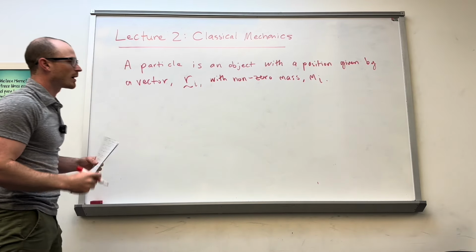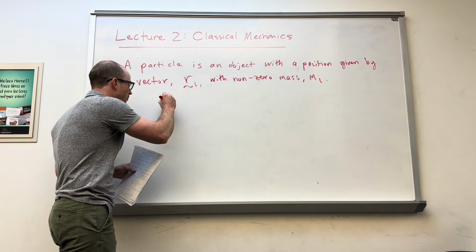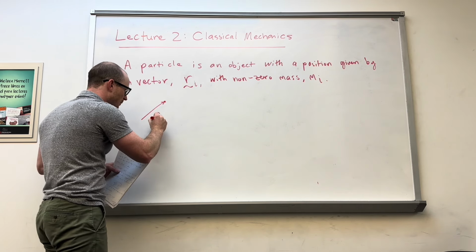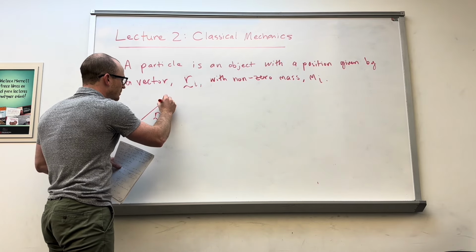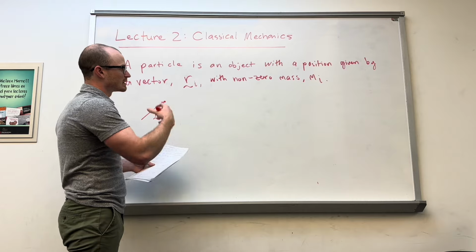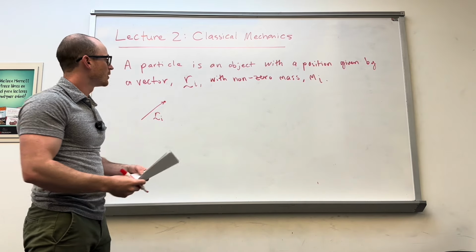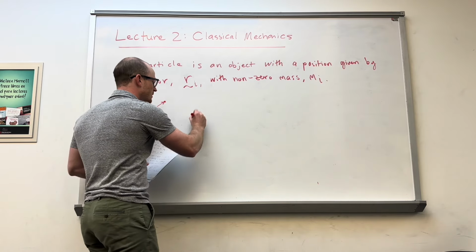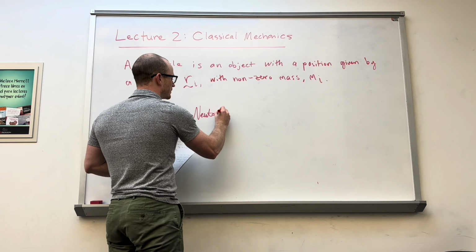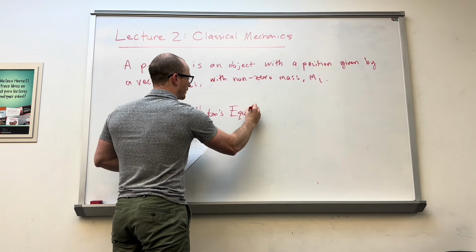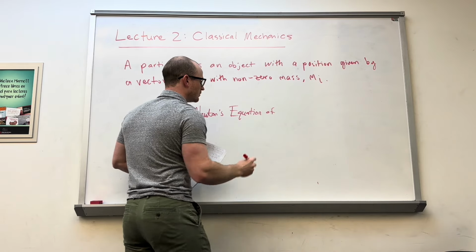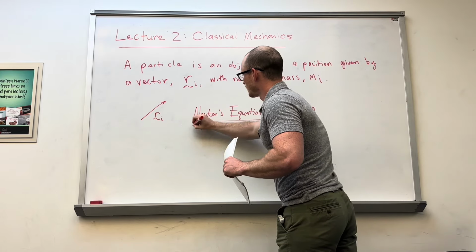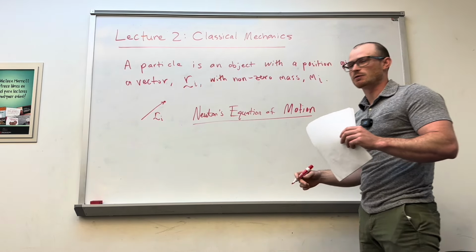Now, a particle in classical mechanics can be thought of as essentially just a point that we can describe its position directly with this vector here. And even though it's a point that technically doesn't take up any volume, it still has a non-negligible mass, Mi. Now, within classical mechanics, the motion of these types of particles is governed by Newton's equation of motion. And this is an extremely important equation for molecular simulations and for this course.